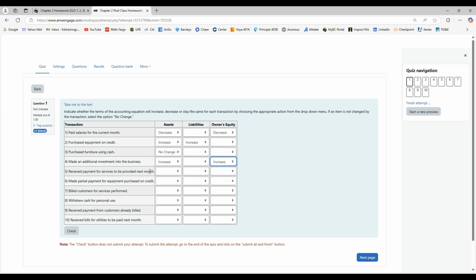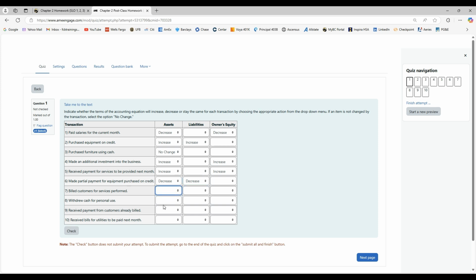Receive payment for services to be provided next month, so we have an increase in our accounts receivable asset to represent the fact that we will be receiving that payment in the future, and an increase in our owner's equity for the revenue that was earned. We made partial payment for equipment purchased on credit. So this will be paying down some of that liability for purchase of equipment. So we are making that payment with cash, so a cash decrease, and then we'll have a decrease in liabilities for the portion of the amount that we owe still for this purchase that's being reduced.